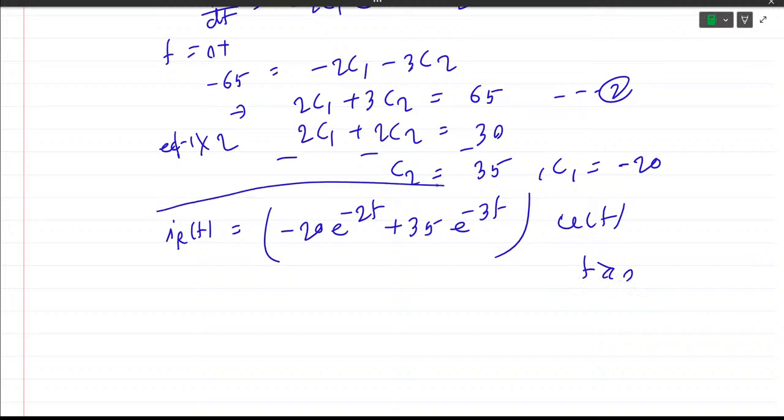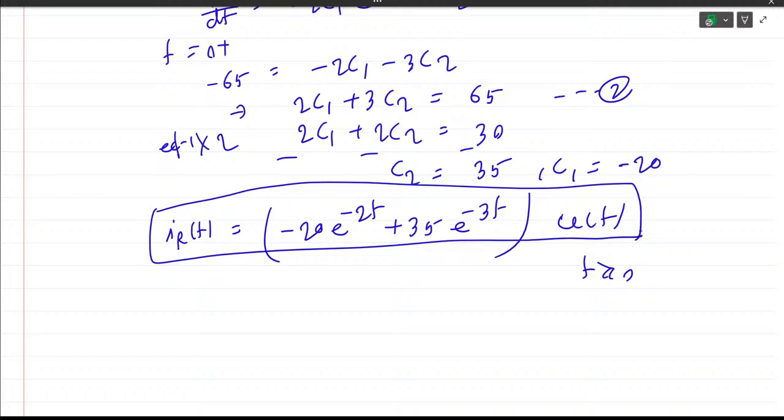This is the complete solution of the second order circuit. This way you can do any sort of second order or third order system in the same way. So I'll give you this assignment: find the same answer by applying the Laplace transform method. I have done it in the time domain, and you compare which one takes more time.